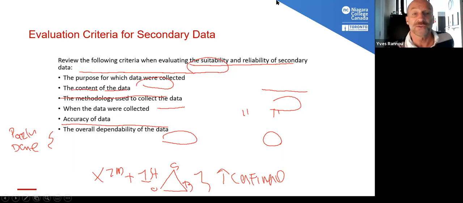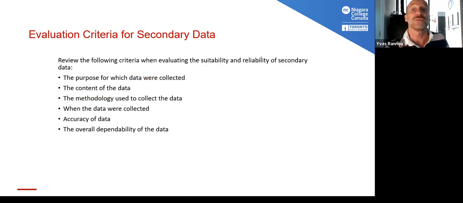Let's look at how you evaluate. I've already kind of given you an evaluation, and then I'll give you a case study too. Review the following criteria when evaluating the suitability or reliability of secondary data. These are questions or tips that you may want to ask yourself: are the secondary data that we're finding for our international project in this class a good source of data or not? Here are some questions that you can ask yourself.